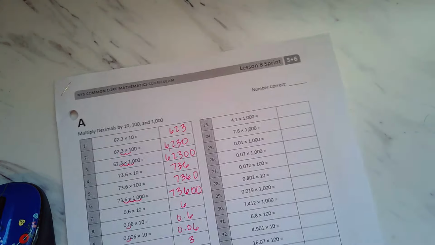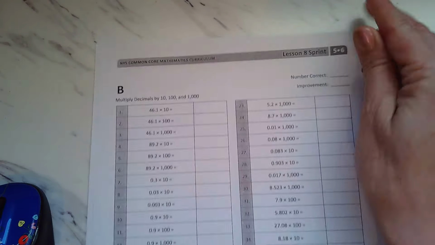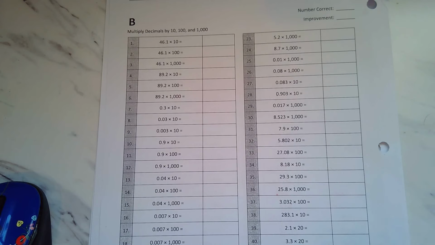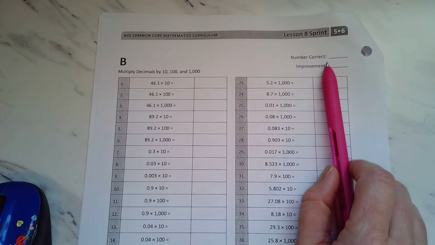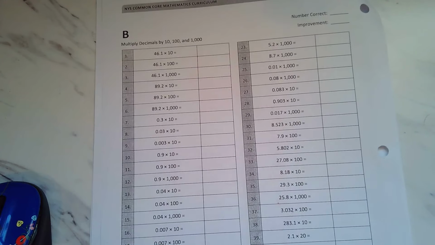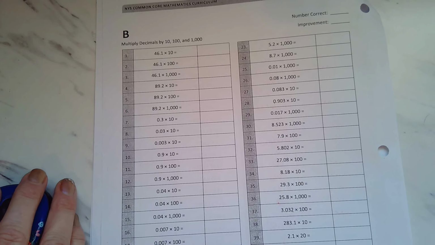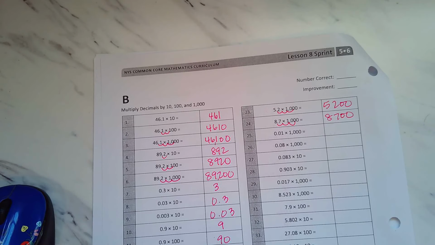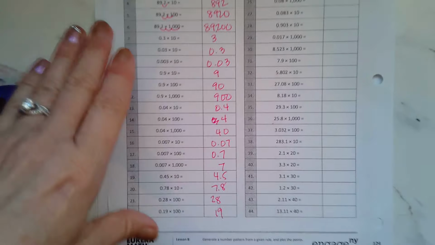All right, turn it over and let's do part B of our sprint. Hopefully you'll make an improvement, increase the amount of multiplications you can do in 1 minute. Ready, go. All right, let's check your work.